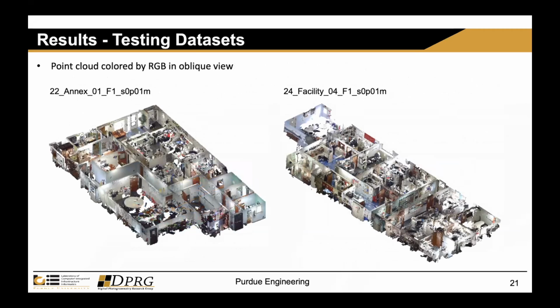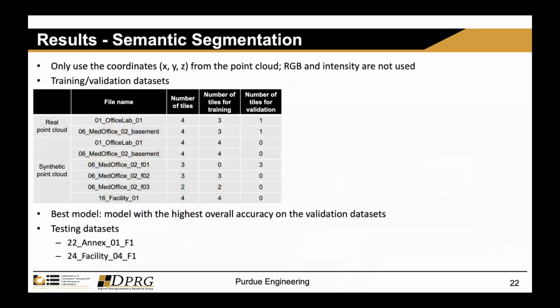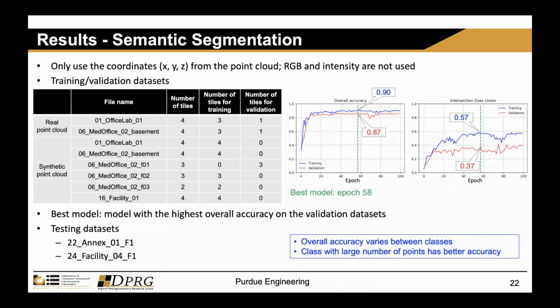So the next few slides show our result on the testing data set. So this is a screenshot of the original point cloud colored by the RGB. The next one. And this slide shows our semantic segmentation results. So first, we only use the coordinates information.